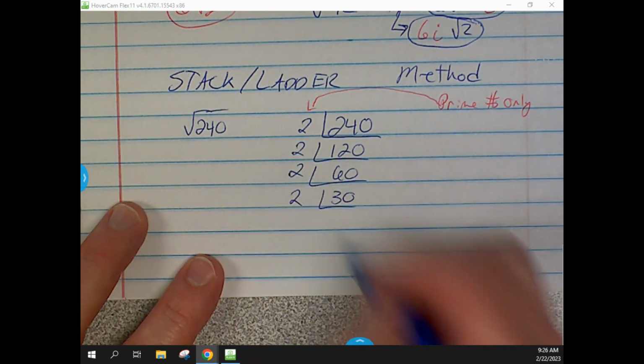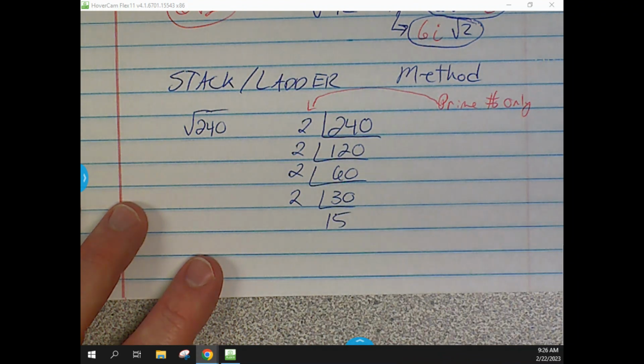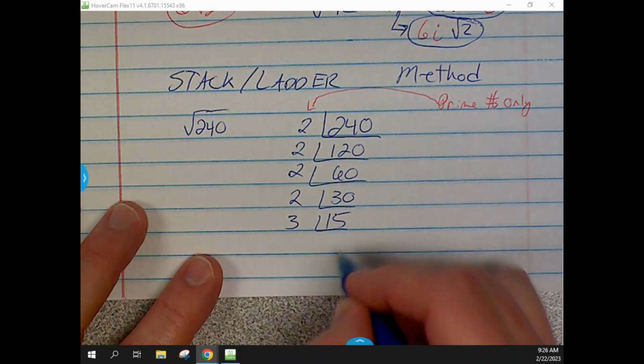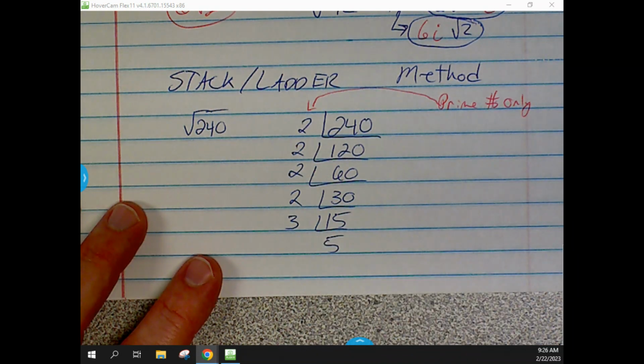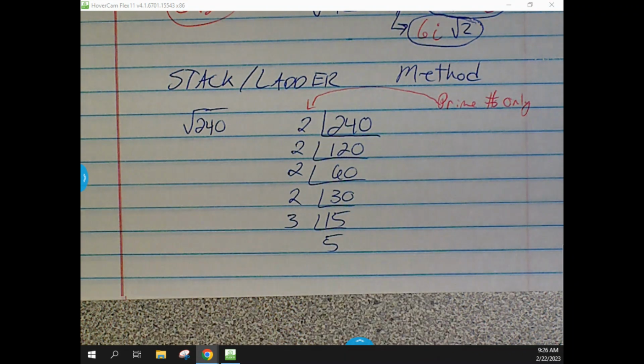Still even number, divided by 2. 30 divided by 2 is 15. Is it a prime number? Nope. Is it even? No. So then we got to find some other prime number to divide it by. I'd say divide it by 3. 3 going into 15 5 times. Is that a prime number? There we go. Yes, it is. All right. So if that's a prime number, then you know that you stop.